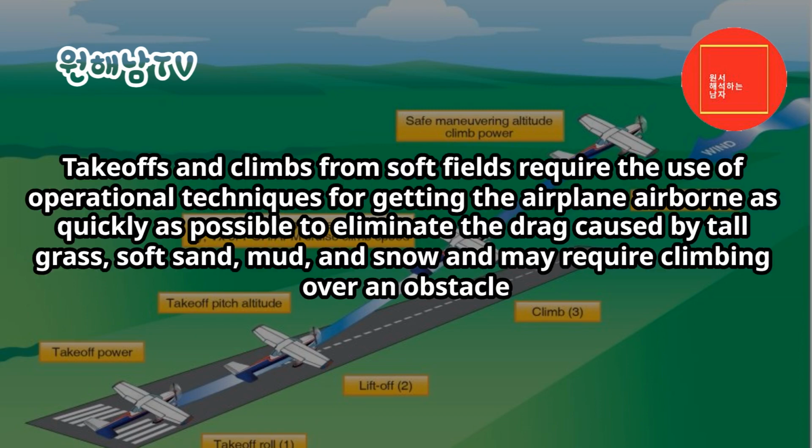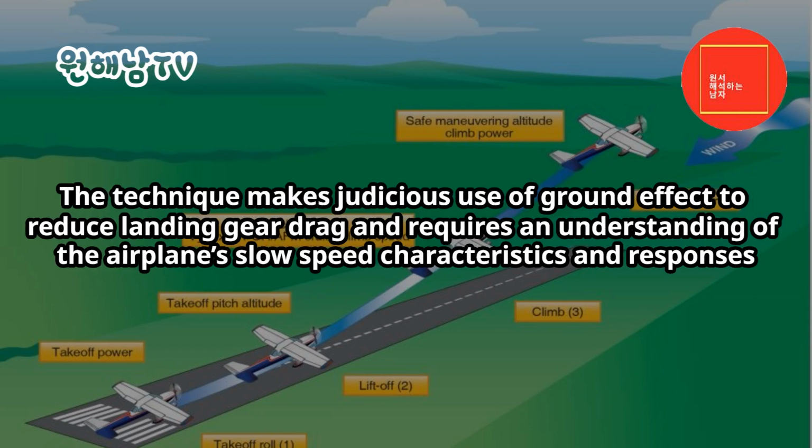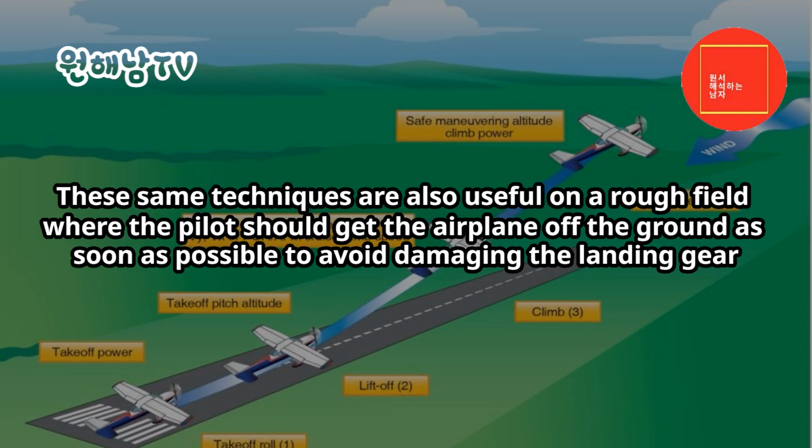Soft or rough field takeoff and climb. Takeoffs and climbs from soft fields require the use of operational techniques for getting the airplane airborne as quickly as possible to eliminate the drag caused by tall grass, soft sand, mud, and snow, and may require climbing over an obstacle. The technique makes judicious use of ground effect to reduce landing gear drag and requires an understanding of the airplane's slow speed characteristics and responses. These same techniques are also useful on a rough field, where the pilot should get the airplane off the ground as soon as possible to avoid damaging the landing gear.